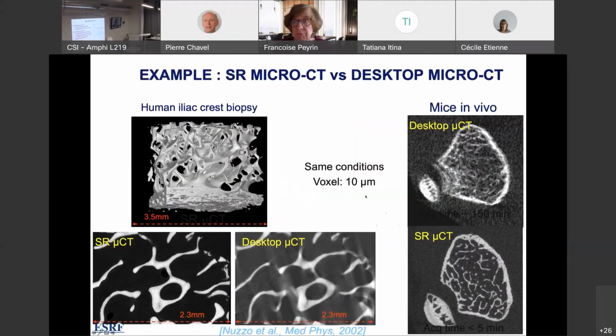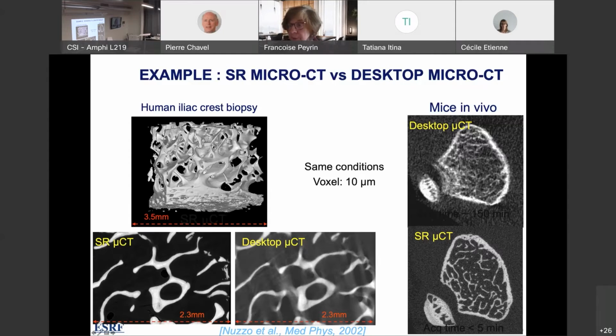So if you compare on a human iliac crest biopsy, this is a 3D image of the iliac crest biopsy, this is a slice of this image that you can have with the synchrotron microCT, and this was with the desktop microCT, which is a standard commercialized system. You can see that you avoid these blurs, and even inside the bone structure, you can see differences of gray level. That is not by chance, it's due to the mineralization of the bone.